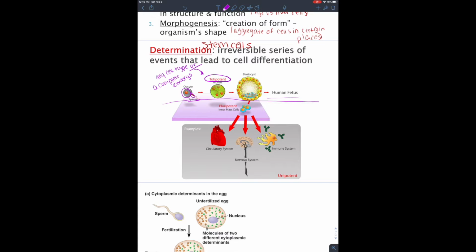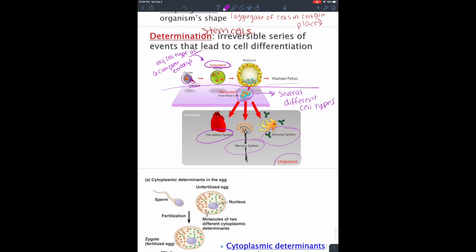But we also have pluripotent cells. Pluripotent cells are capable of becoming several different cell types. So they can turn into a cell in the circulatory system. They could turn into a cell for the nervous system. They can turn into a cell for the immune system. They can turn into any kind of cell beyond this fetus cell. And then you have unipotent cells. They can only become one cell type. They're limited in what they are allowed to turn into.